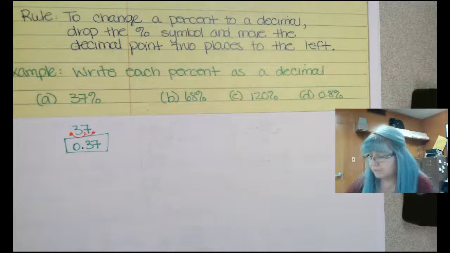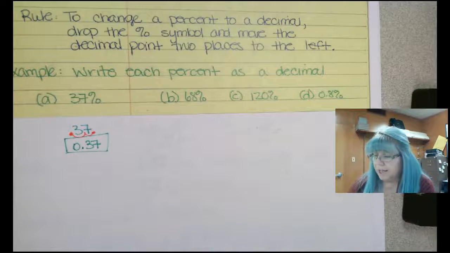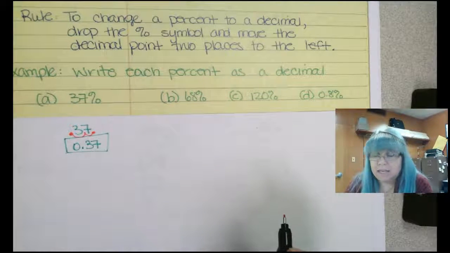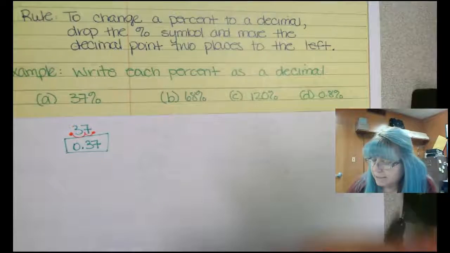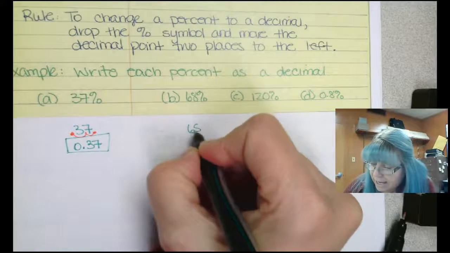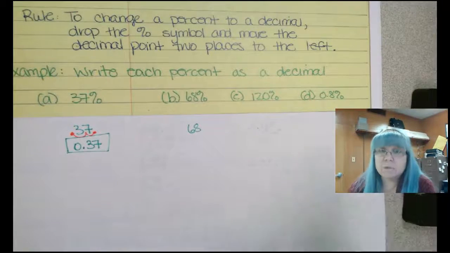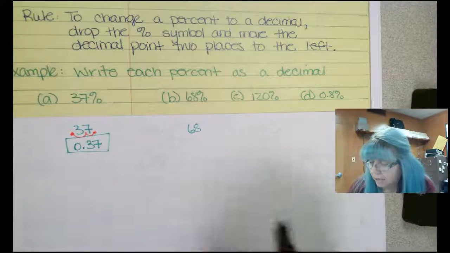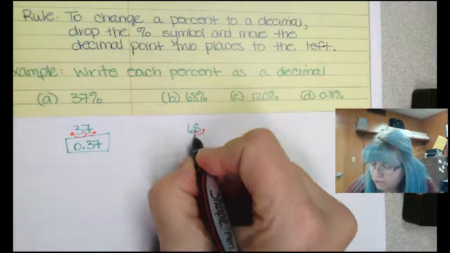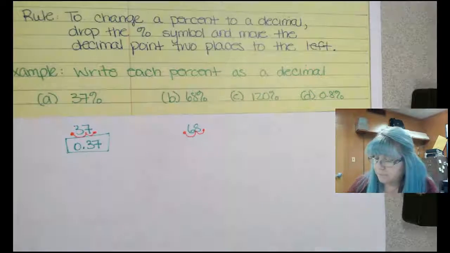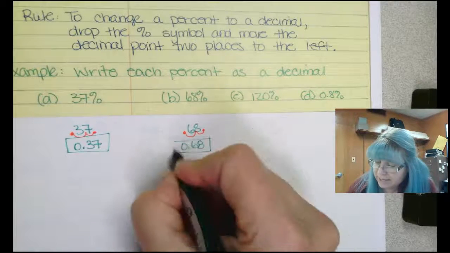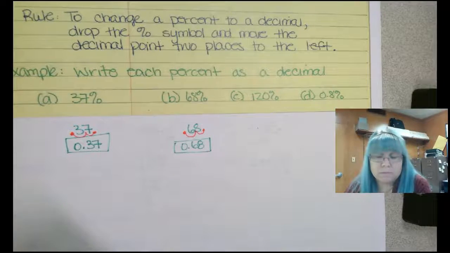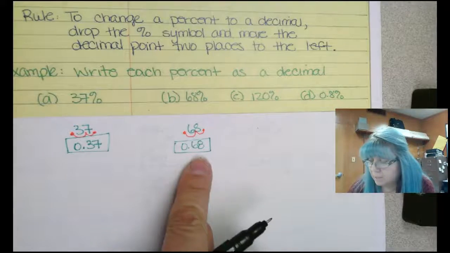Let's try it again. I have 68%. First thing I'm going to do is drop the percent symbol. 68. But I need to move the decimal 2 places to the left. 1, 2. Giving me 0.68 as my decimal. It's no longer a percent, it's a decimal.